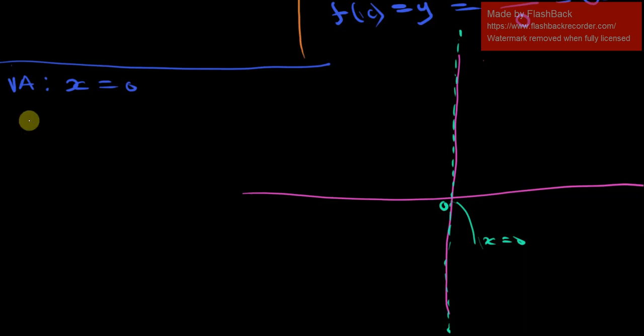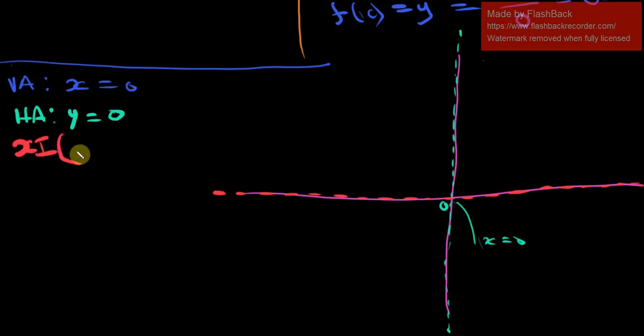Right. So the horizontal asymptote is found to be at y equals 0. Alright, so the horizontal asymptote is also at the origin. This is cool. Nice. Okay, so let's move on.